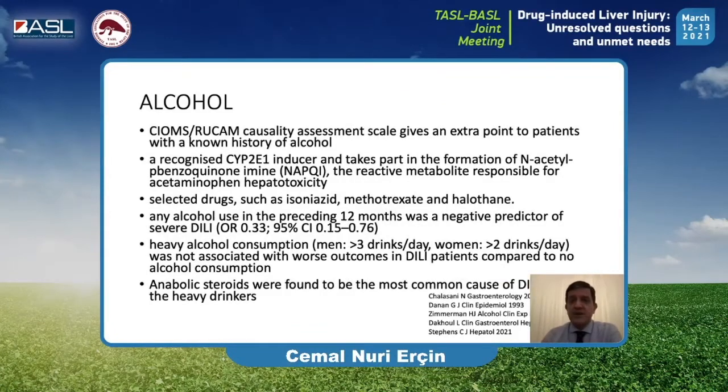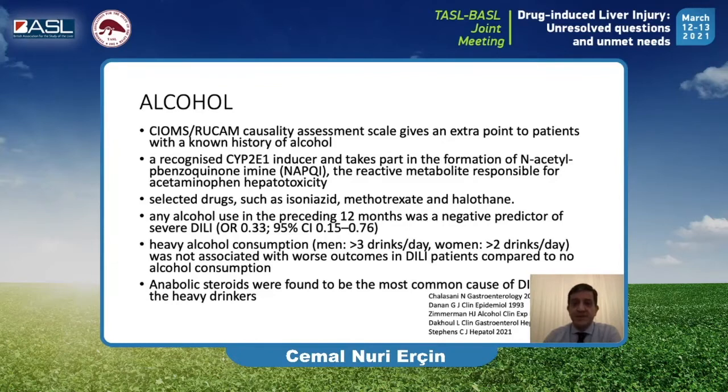The data about alcohol and DILI are contradictory. Although no specific level of consumption has been defined, the RUCAM causality assessment scale gives an extra point to patients with a known history of alcohol use. Alcohol is a recognized cytochrome inducer and as such is of crucial importance in the formation of the reactive metabolite responsible for acetaminophen hepatotoxicity. However, data that support alcohol as a risk factor for idiosyncratic DILI are only available for selected drugs such as isoniazid, methotrexate, and halothane.